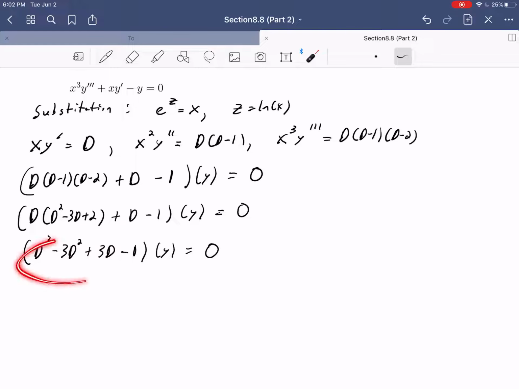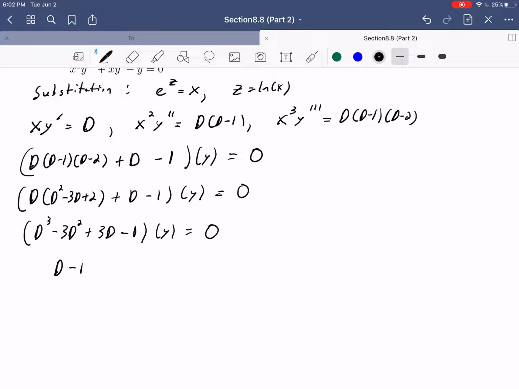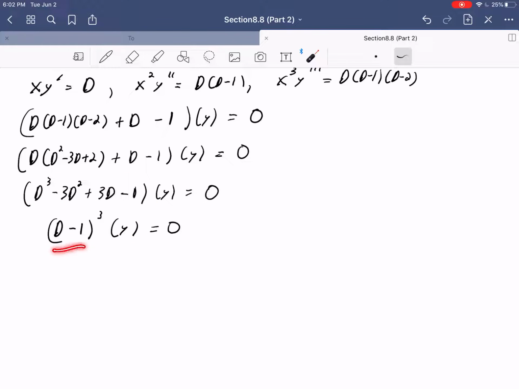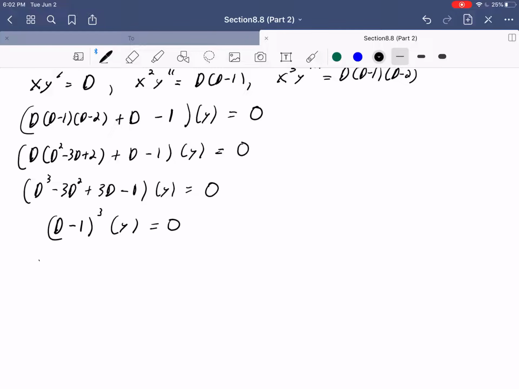Okay, now you can think about factoring this. You can use some rational roots theorems if you want, or you can just recognize that this is a form of a cubic, right? This is actually D minus 1 cubed, y equals 0. So if you recognize that, that's just your standard expansion of cubes formula, and that does work here. So this is D minus 1 cubed. Okay, so what does that tell us? Well, that gives us a single root, r equals 1, with multiplicity equal to 3.